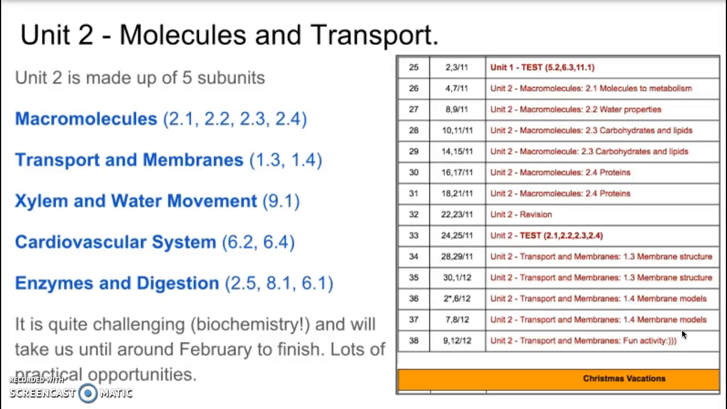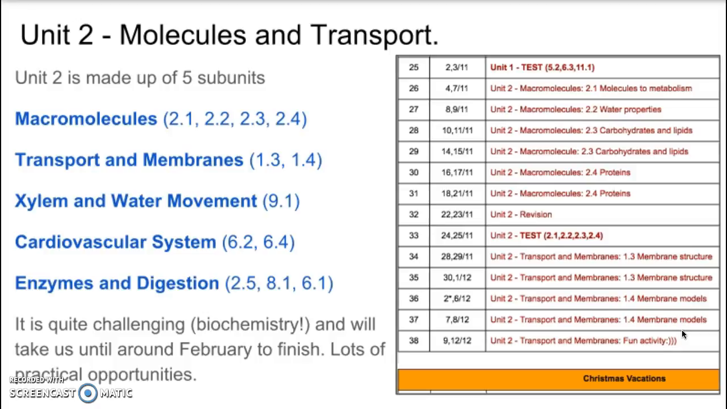Looking forward, we've just done our test on the 2nd and 3rd of November. You can see that the next 6 lessons are basically finishing off macromolecules. Then we'll have a revision session on the 22nd and 23rd, and I'm projecting that our tests will be the 24th and 25th of November. So please put that note in your diary. This may change, but of course if it does, I'll give you plenty of notice.